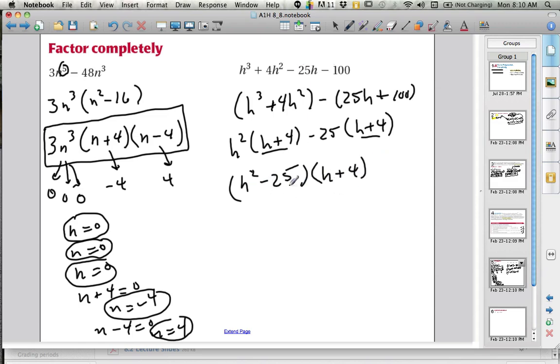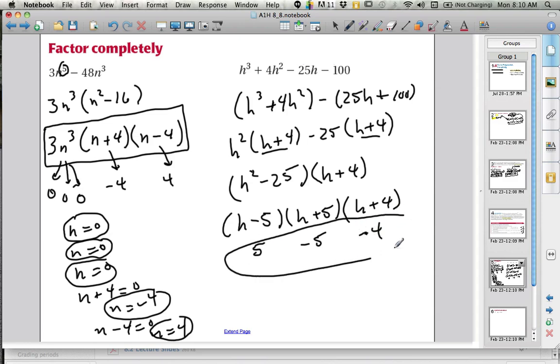And now I have the difference of two squares. H squared is a perfect square and 25 is a perfect square. So as I continue to factor, this is going to be h minus 5 times h plus 5 times h plus 4. Again, if we talk about solutions, 5 minus 5 equals 0, negative 5 plus 5 equals 0, and negative 4 plus 4 equals 0. So these would be my solutions.